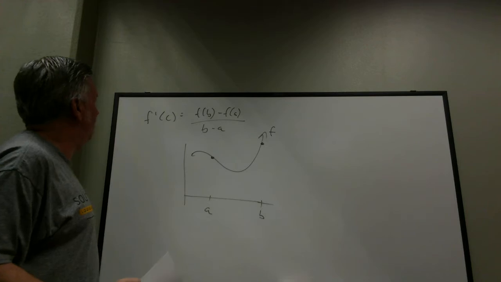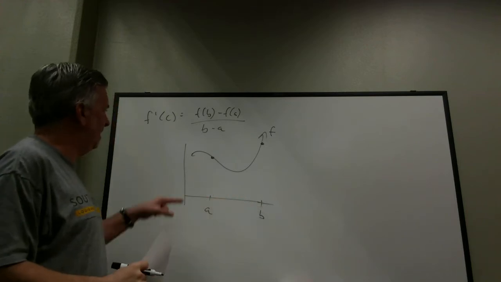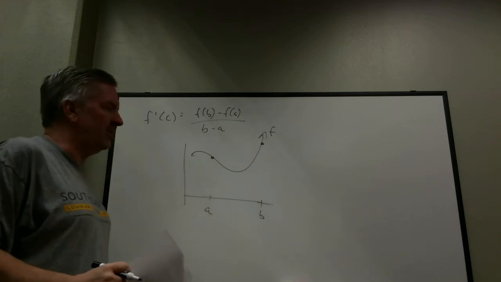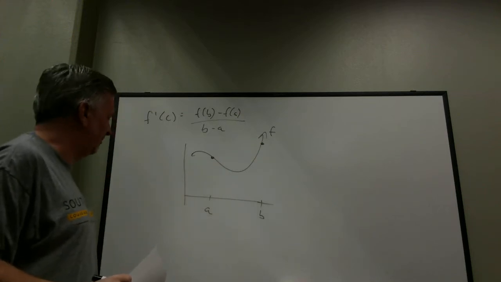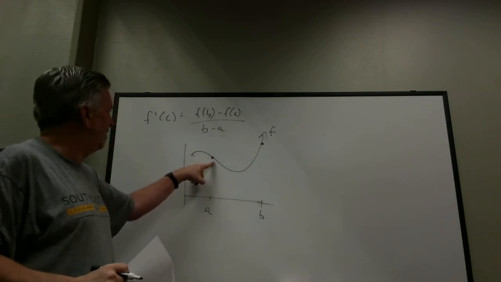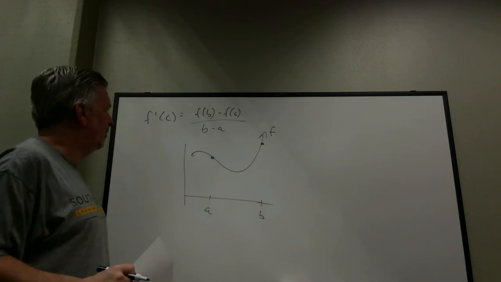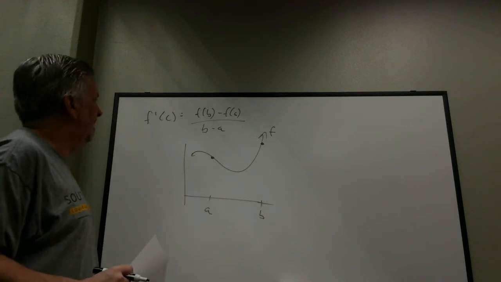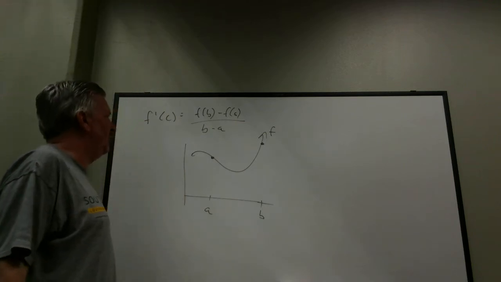Do you agree that my function is continuous on the closed interval [a, b]? Sure, right? No holes, no jumps, no asymptotes. And is the function differentiable on the open interval (a, b)? Everywhere in between, there are no sharp corners, right? The derivative is going to exist everywhere on the open interval (a, b). So this function is continuous on the closed interval and differentiable on the open interval.